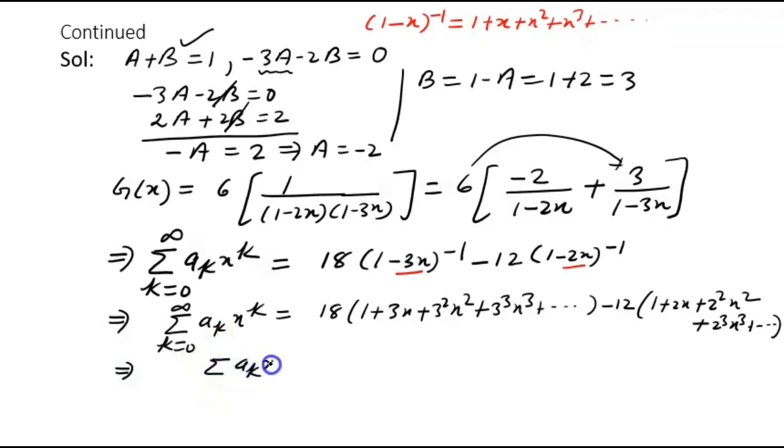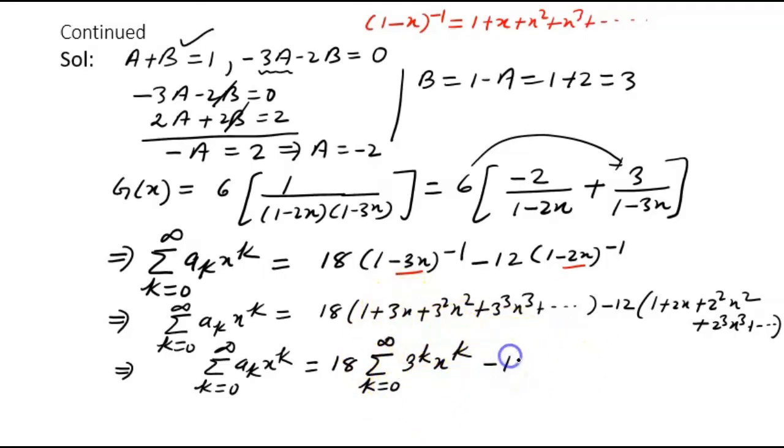So the left hand side will not change, it will remain the same, k varies from 0 to infinity. And if I have to write this in summation form, how will it look? It will look like 18 and summation k varies from 0 to infinity 3 to the power k x to the power k. How did I get it? Because if you take k equal to 0, 3 to the power 0 x to the power 0 will be 1, k equal to 1, 3 to the power 1 x to the power 1, and so on.